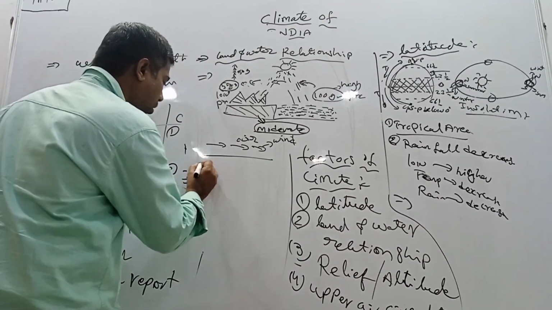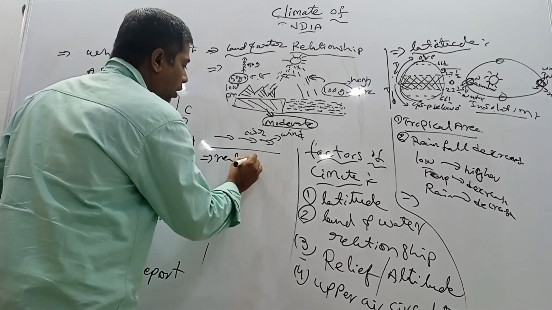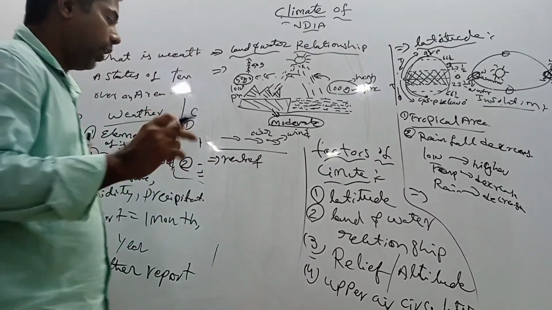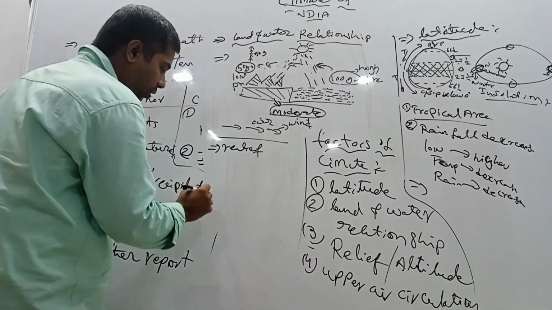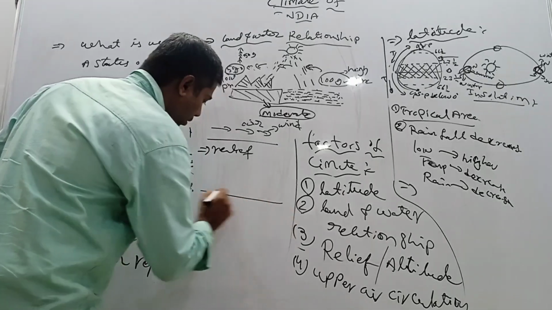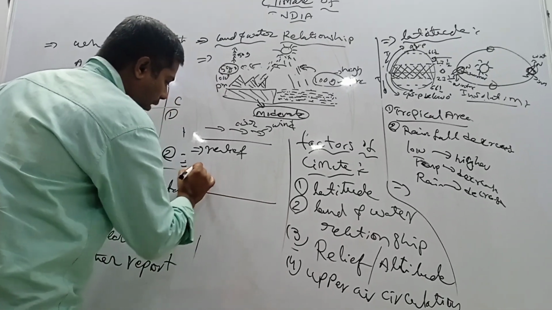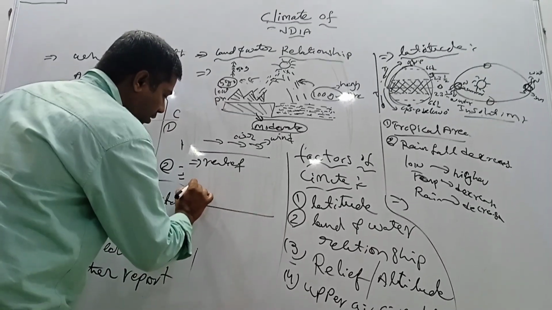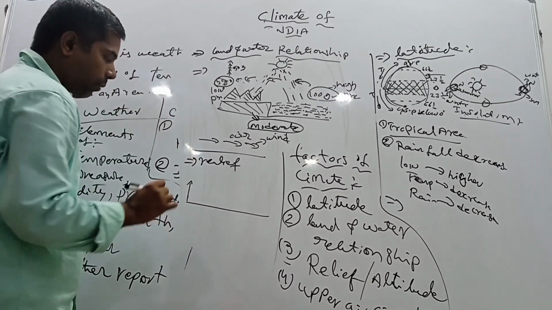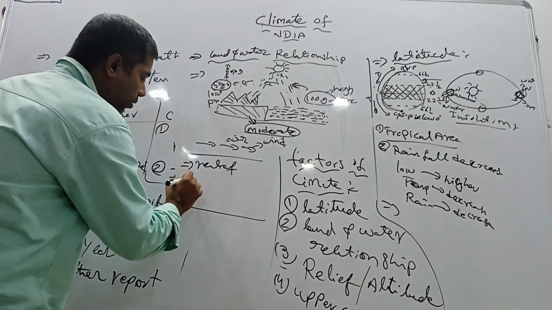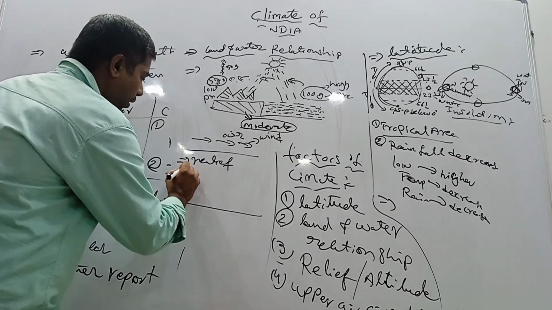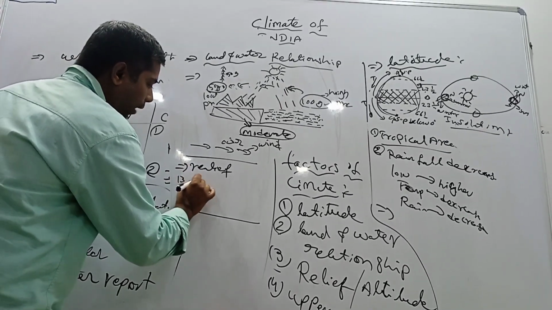The third factor of climate is relief. Now this relief is also one of the factors. Now if you observe, this is the earth surface. From the earth surface up to approximately 13 kilometers, we call it the troposphere.